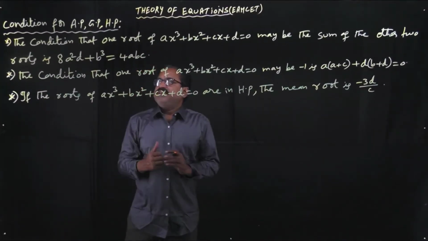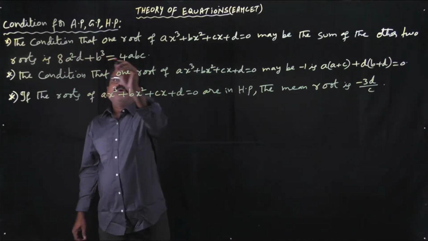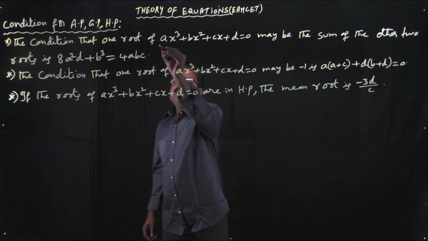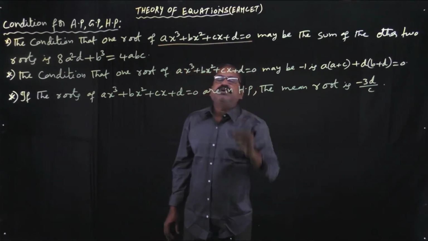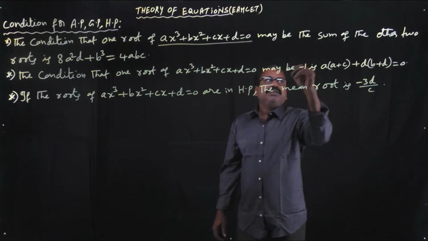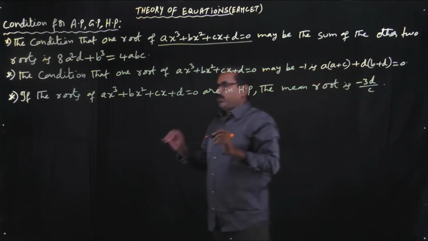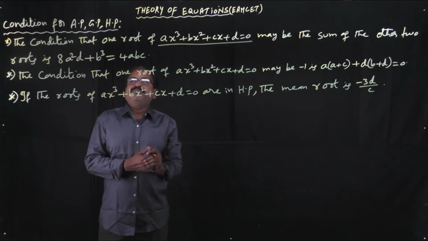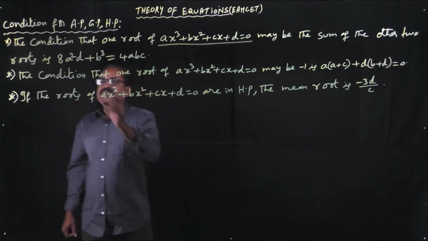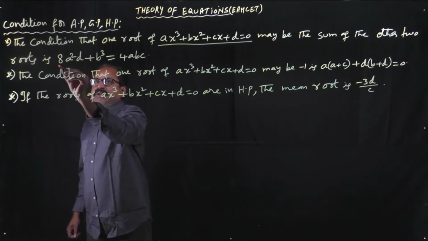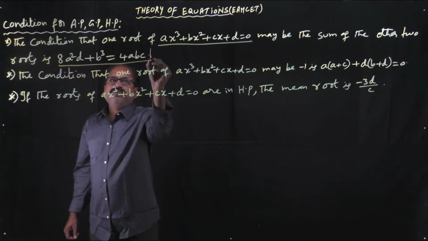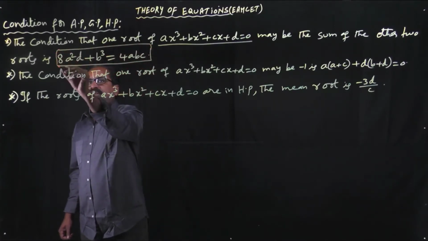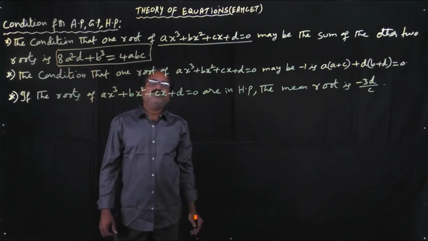The next condition is the condition that one root of ax cube plus bx square plus cx plus d equals 0 may be the sum of the other two roots: 8a square d plus b cube equals 4abc.